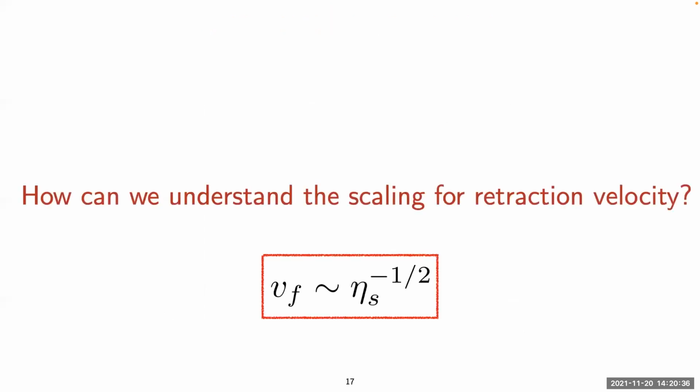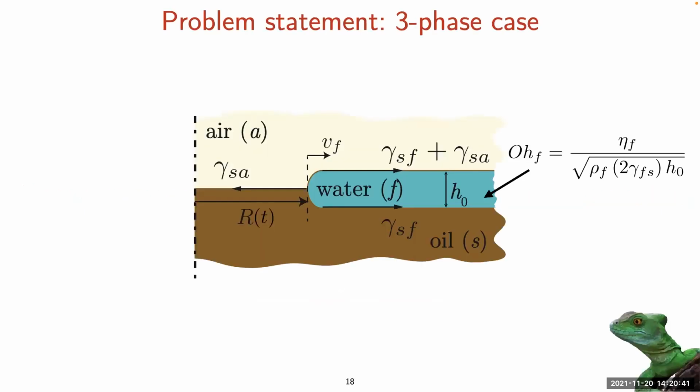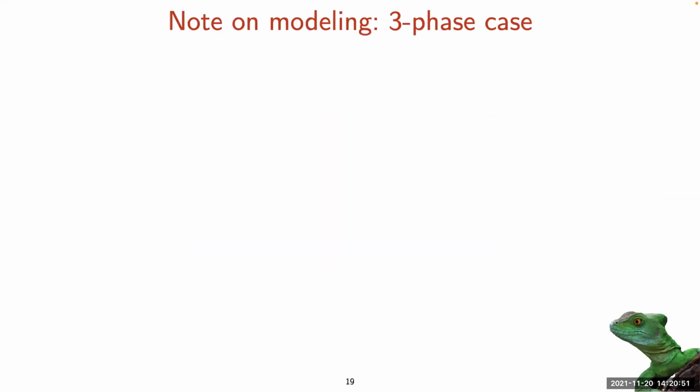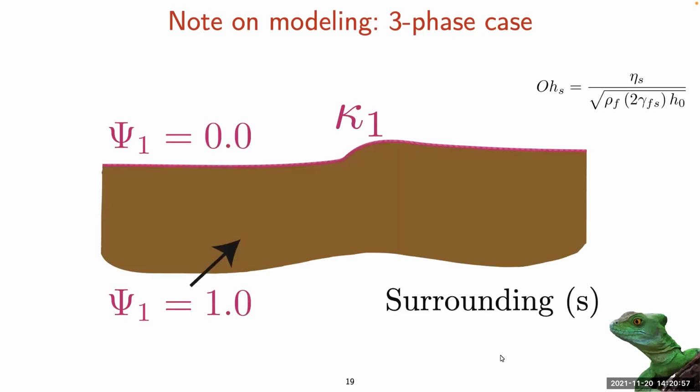Now the question is, can we understand the scaling for this retraction velocity? Just to recap, this is our three-phase retraction scenario, and we have two Ohnesorge numbers, the Ohnesorge number of the film and the Ohnesorge number of the surrounding. We modeled this in numerics. My colleague Vatsal does numerics on this in Basilisk. So this is our scenario.